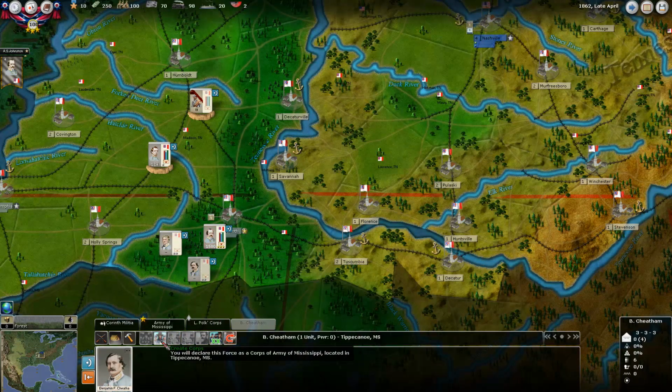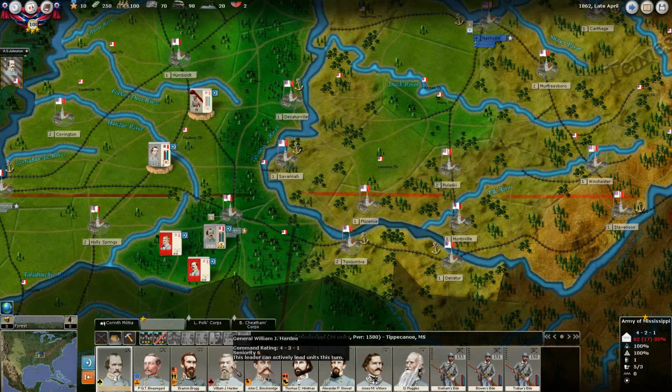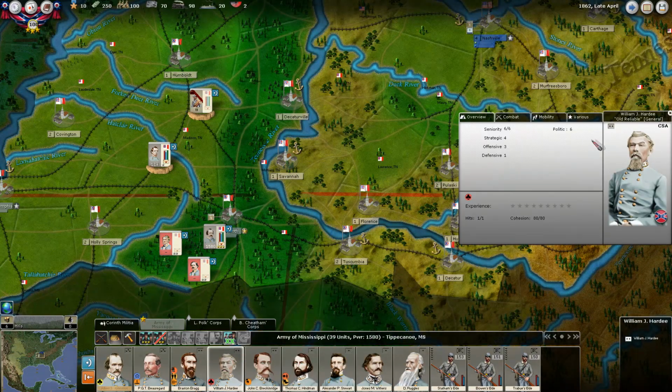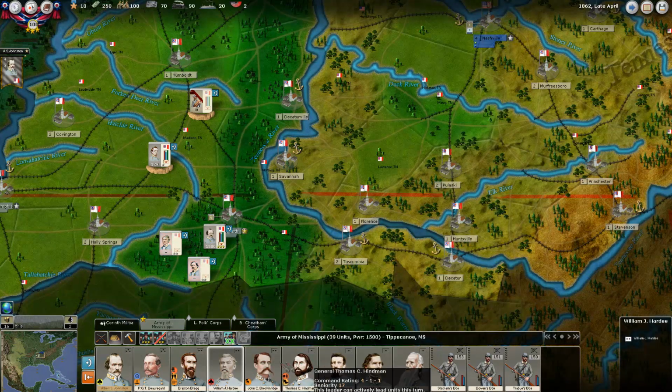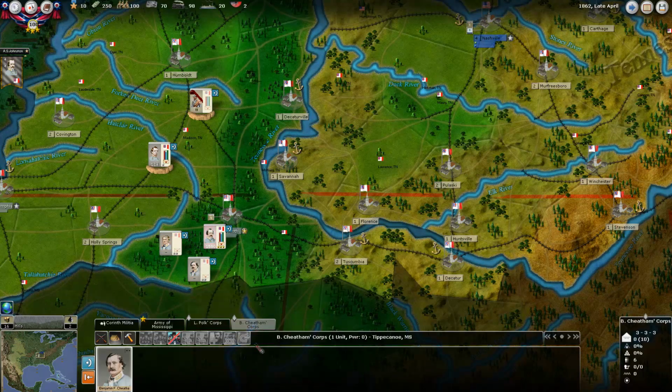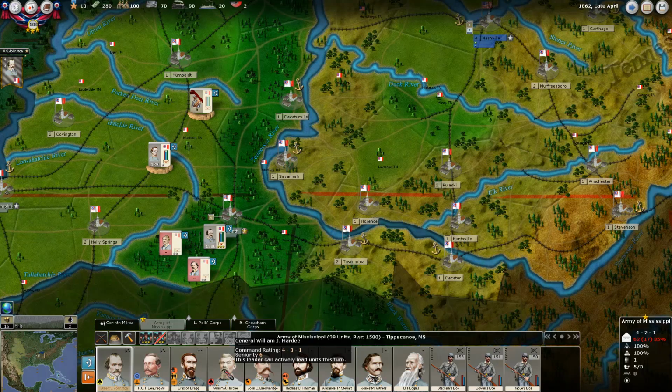Chethium, we're going to give him a corps. Cool. I don't know if we suffer any consequence by doing that. They're all 2 stars, although Chethia is less in seniority to Hardy. So that's interesting to note that you can certainly do that.